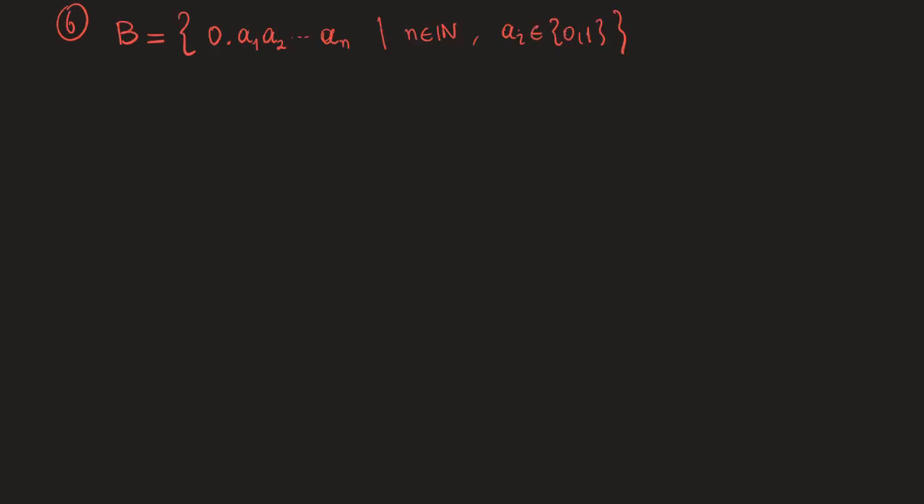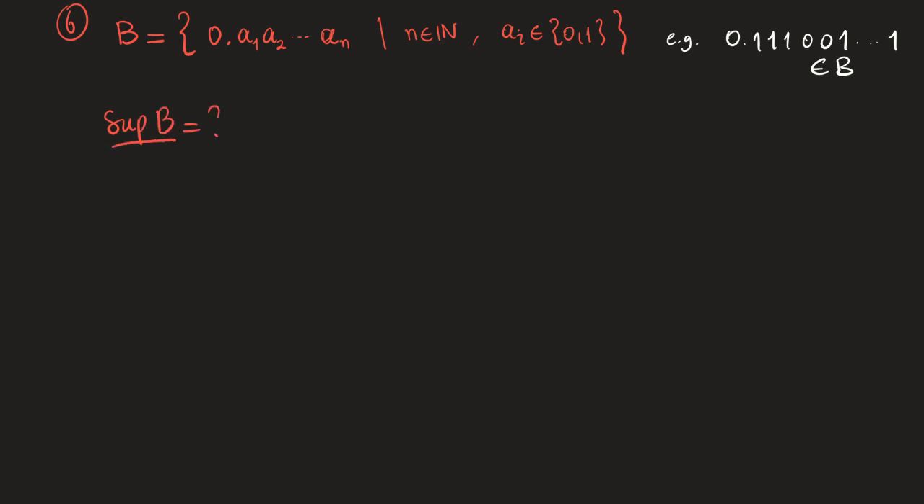So now let us look at this set B. This is also a decimal fraction of numbers, but as you can see, it starts with 0 point some decimal fraction. These digits only come from 0 or 1. For example, 0.111001 is in the set, because it starts with 0 point and every digit is either 0 or 1. So we are asked to find the supremum of the set B.